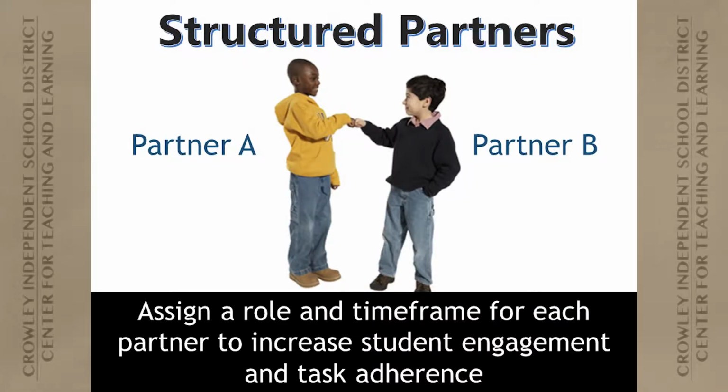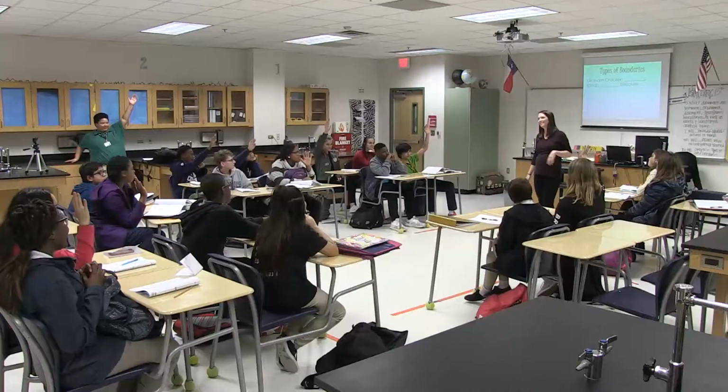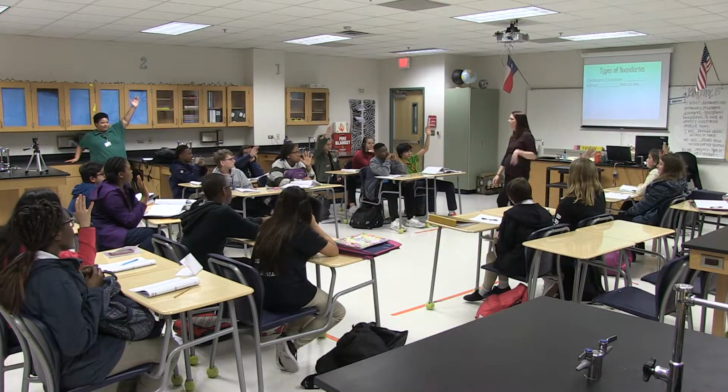One way to provide structure and increase accountability during student talk is to assign tasks to each partner. In this example, Ms. Kveton uses the length of hair to determine partners and then provides specific responsibilities for partner 1 and partner 2. Person with the longer hair, please raise your hand. You are partner number 1. If you have the shorter hair, please raise your hand. You are partner number 2.